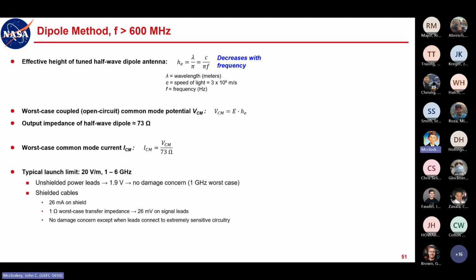So that's for 20 volts per meter, and of course if you have higher launch site levels, things will scale accordingly. But this gives you an idea that you're generally not talking about any serious risk of damage unless you're upwards of 100 volts per meter. 20 volts per meter, 30 volts per meter, 50 is generally not something that puts you in the realm of a damage concern.